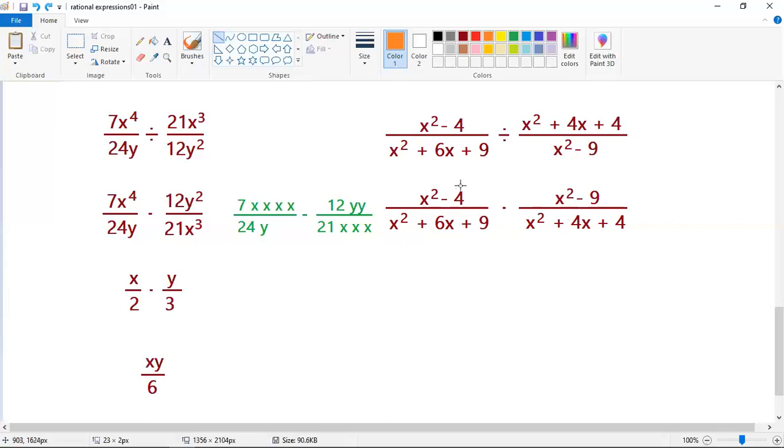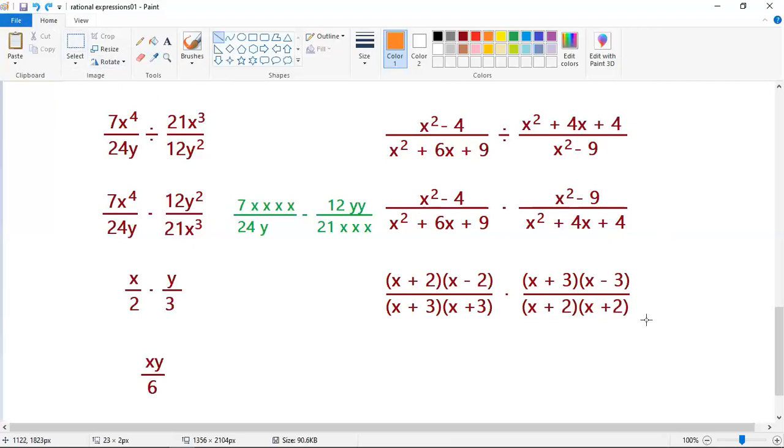Then we factor all of these polynomials. This is a difference of two squares. So we have x plus 2, x minus 2. We have a 9 here, which is a 1 times 9 or a 3 times 3. So the 3 times 3 will work because we have a 6 here. These are the factors. Again, x squared minus 9 is a difference of two squares. Square root of 9 is 3. So we're getting an x plus 3, x minus 3. We've got a 4 here. The factors of 4 are 1 and 4 and 2 and 2. So we use the 2 and 2 as factors.